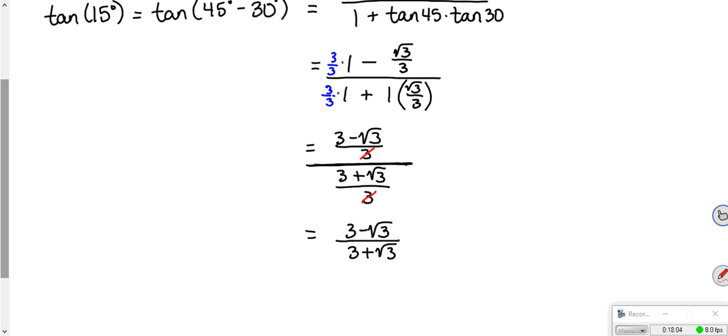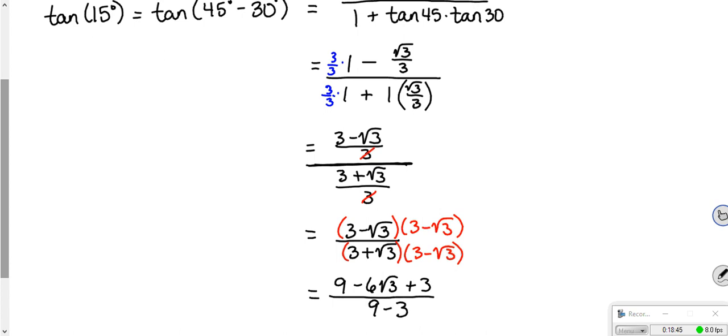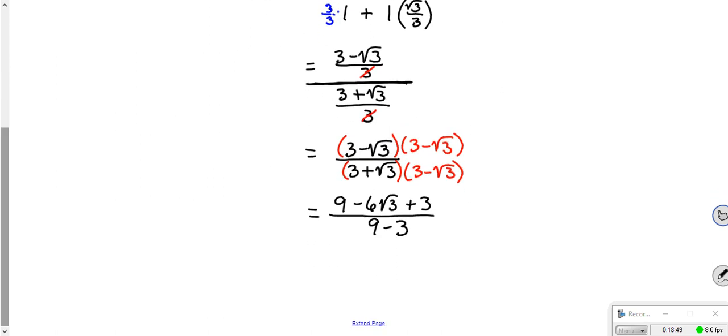If you all remember how to do that, anytime you have a radical as part of a binomial, to rationalize the denominator, you have to multiply the top and the bottom by the conjugate of that binomial. So I have to multiply top and bottom here by 3 minus root 3. Now FOIL the top, FOIL the bottom. So this gives me 9 minus 6 root 3 plus 3 over 9 minus 3 on the bottom. Now, if I combine like terms here, I've got 12 minus 6 root 3 over 6. Well, cancel out here. Actually, let me factor first.